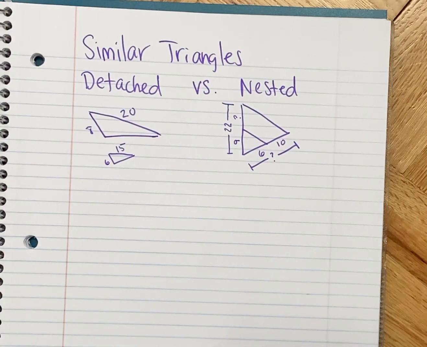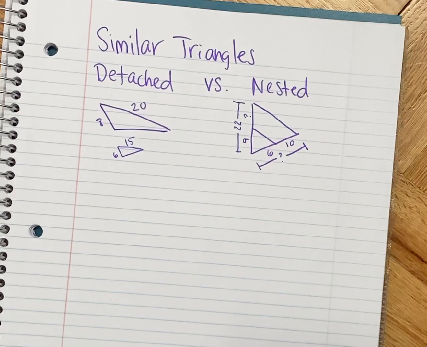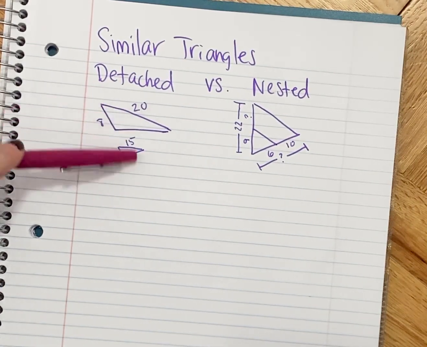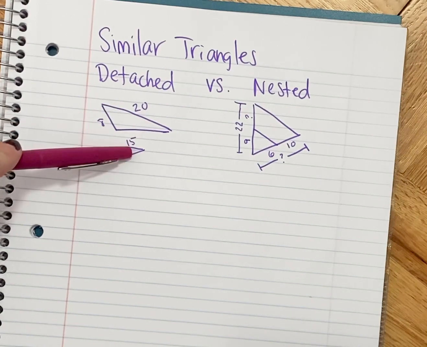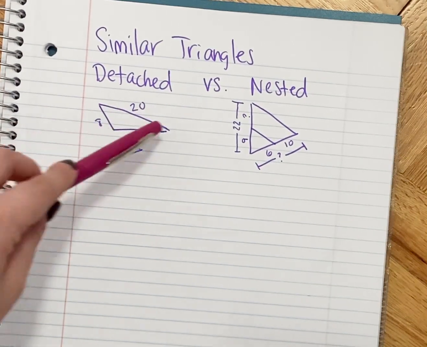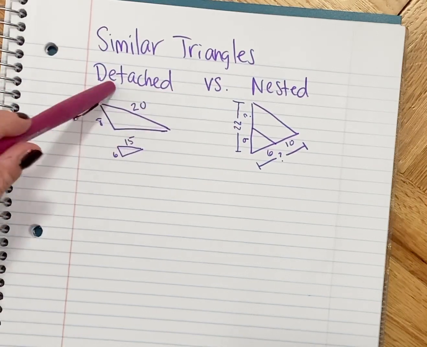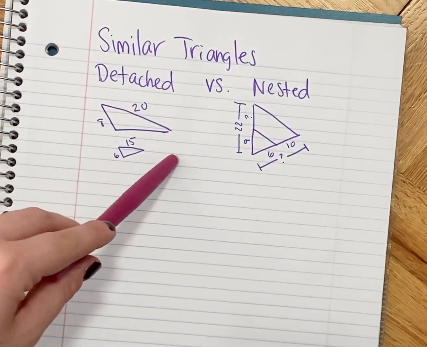So detached is what we've been working with so far. There are two triangles not connected. They're detached from each other, separated. Sometimes you've seen maybe they're connected by one vertex, but for the most part they're detached just like this.